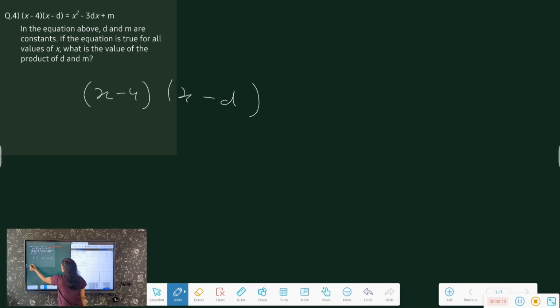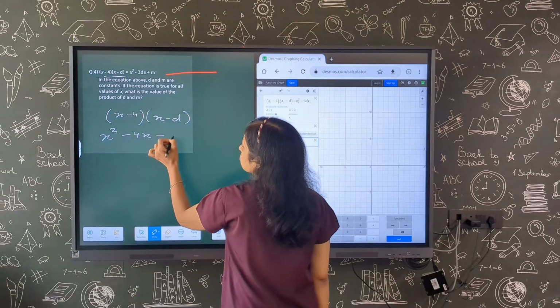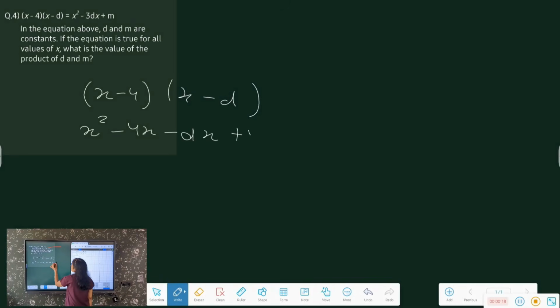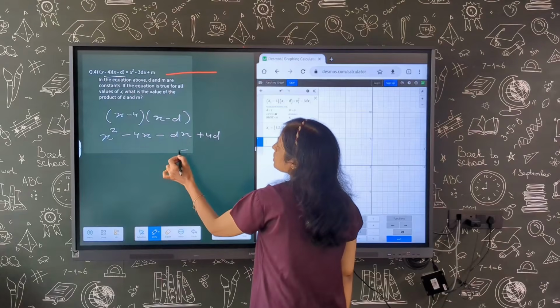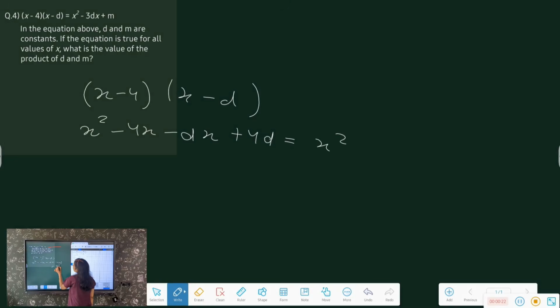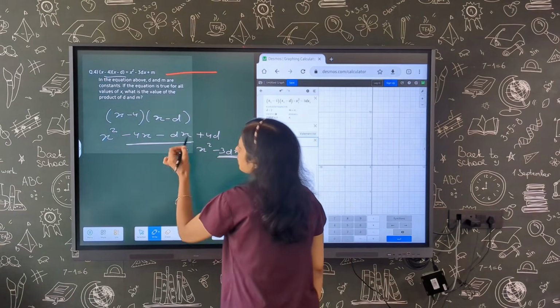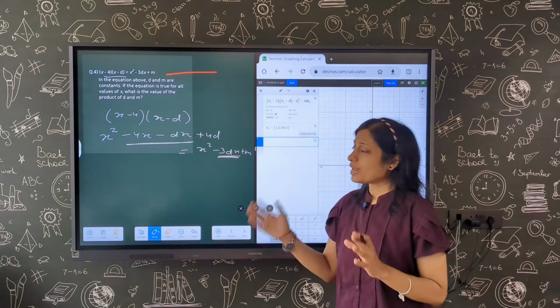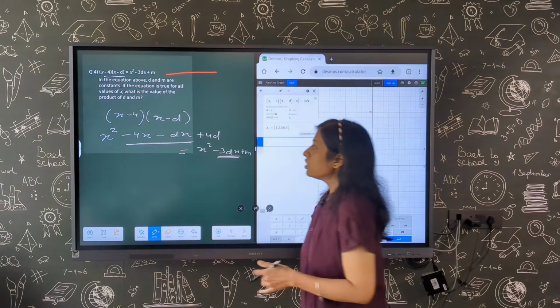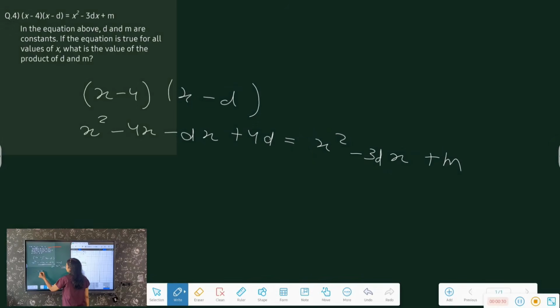You will expand this, so it will become x square minus 4x, then minus dx, and then the last one is plus 4 times d, which is equal to x square minus 3dx plus n. Now here we have this x variable and here we have the x variable. So we are going to compare the x variable coefficient on both sides. So let's say minus 4x minus dx is equal to minus 3dx. Take x common, or let's say minus x common.